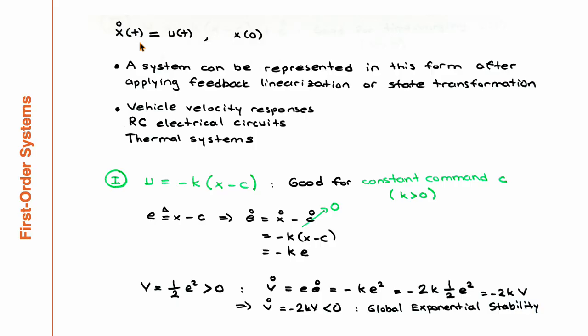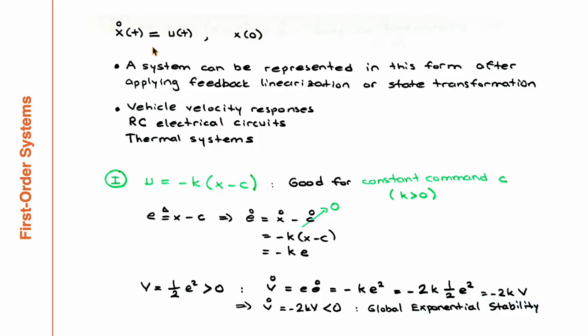I mentioned these types of simple systems in the first order domain. For example, when you get velocity responses from your vehicle, it acts like this system. RC electric circuits, and I already mentioned thermal systems. They look like this scalar integrator or first order system.